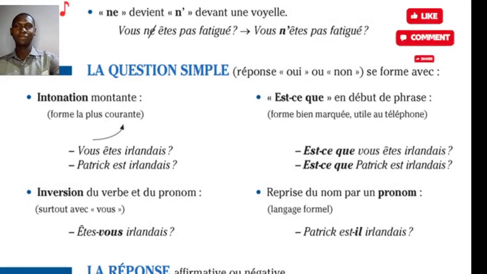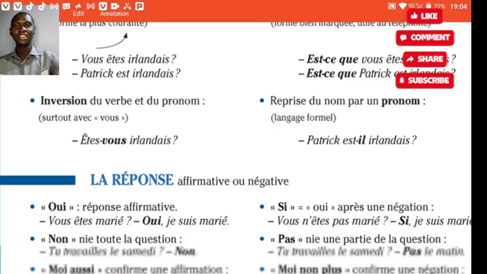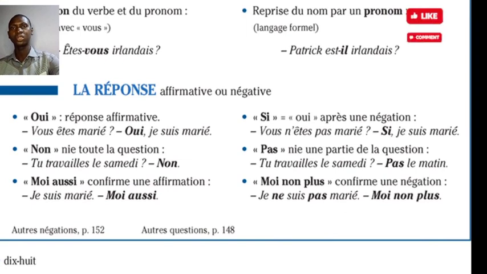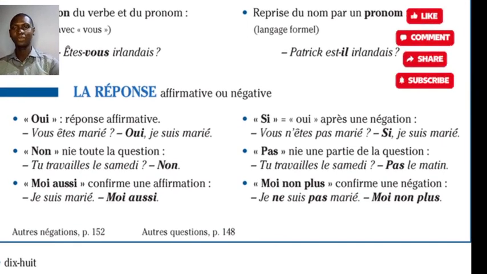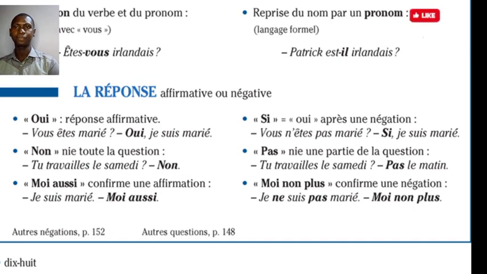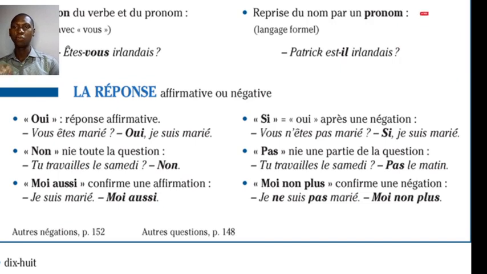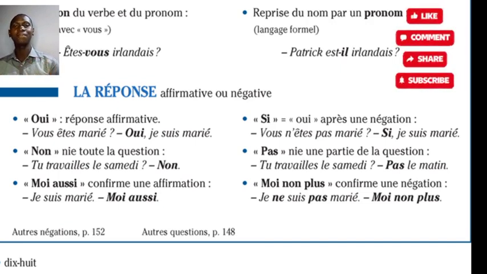Now, having learned the negation in sentences, we have also seen the various ways of asking questions. The next thing you need to master is how you respond to questions. This is where beginners have issues in the French language, but briefly, let's touch on it. When you answer, the response is affirmative or negative. The question is, vous êtes marié, for example, and you say, oui, je suis marié. Simple as that. Oui, you repeat, je suis marié. You have answered the question.